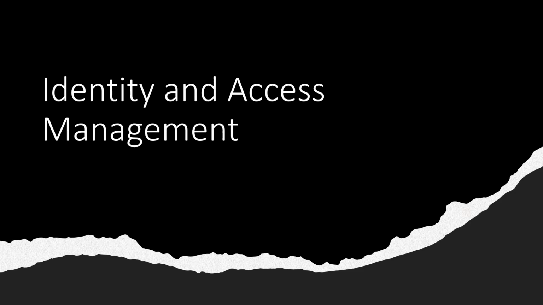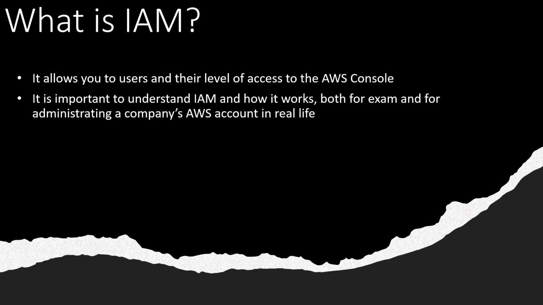So what is IAM? Well, basically IAM allows you to manage users and their level of access to the AWS console. It is really important to understand IAM and how it works, both for the exam and for administrating a company's AWS account in real life. If you are going to use AWS, you need to understand IAM because IAM allows you to set up users, groups, permissions, and roles. It basically allows you to grant access to different parts of the AWS platform.